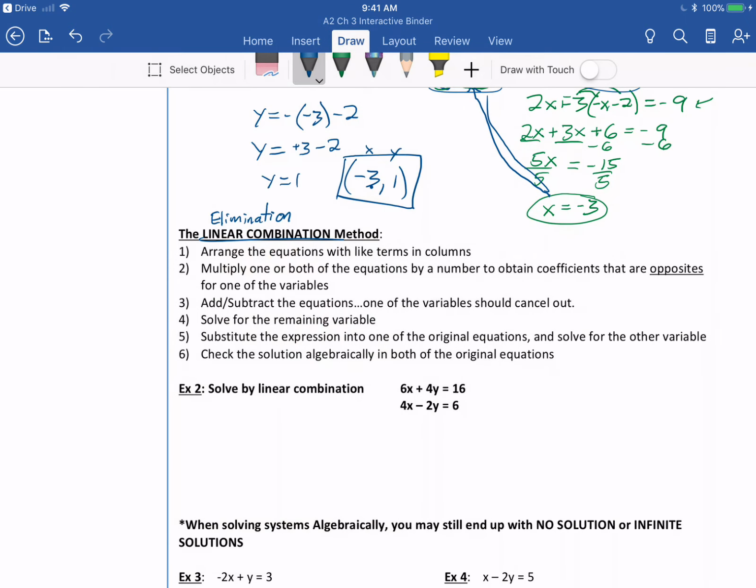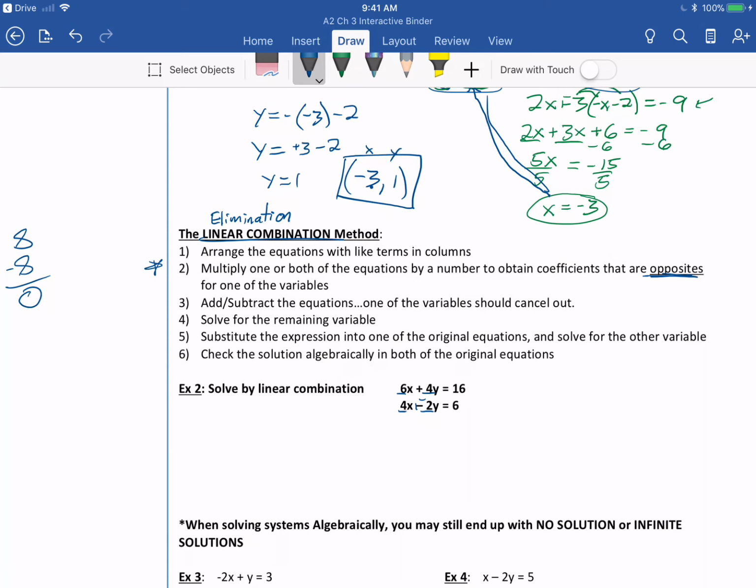Here we go. It says now multiply one or both of the equations by a number to obtain opposites for one of its variables. This is the tricky part of elimination. If I look here, I have 6x and 4x. Here I have 4y and negative 2y. I want to make these opposites, like the opposite of 8 is negative 8. When I add these straight down, it's going to make 0. It's going to eliminate, and that's what we're looking for.